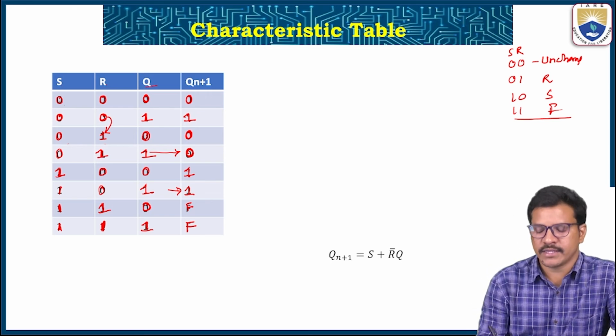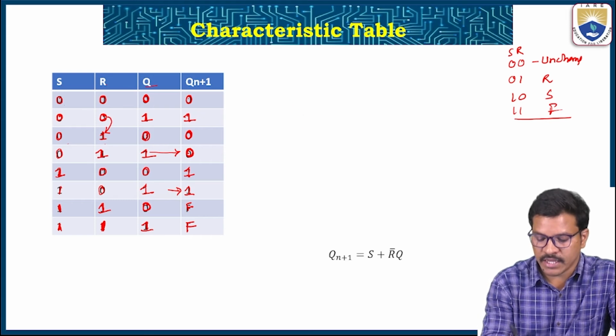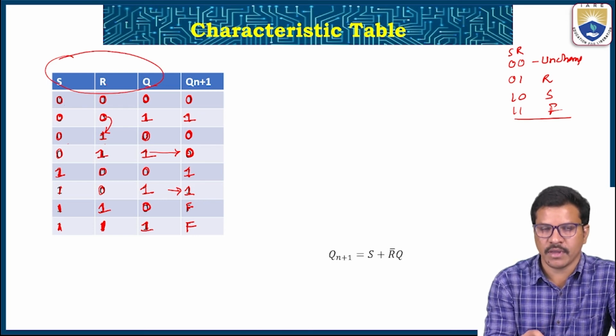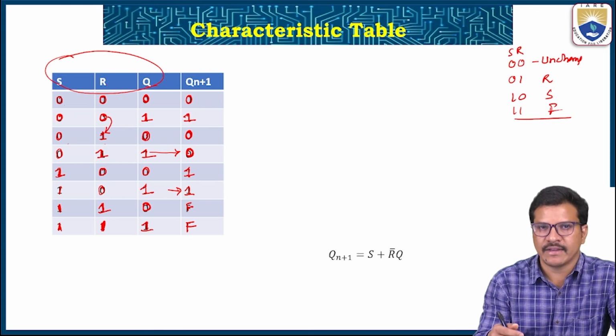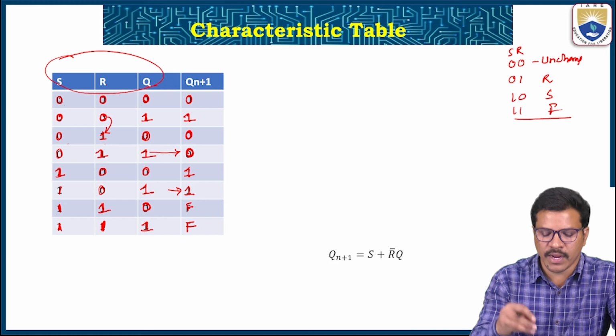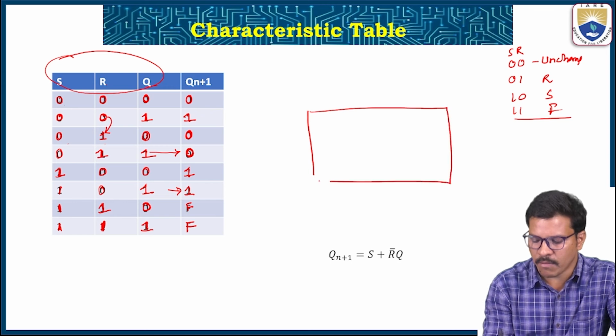So what is the characteristic equation? How to get a characteristic equation with the help of a K-map? Consider the 3 variable inputs: S and R are the actual inputs and Q is the present state. So we will get the next state equation. We will consider Q, S and R, take the 3 variables and take a 3 variable K-map.